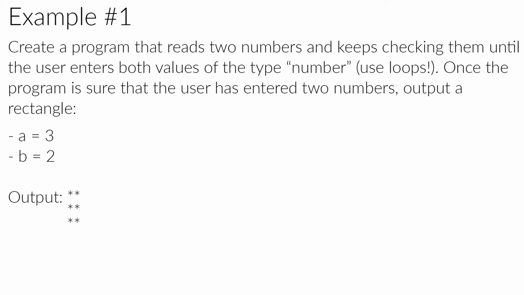Our first example wants us to create a program that will read 2 console inputs and make sure that they are numbers. That means that we have to check the type of the values that the user has entered, and if they are not numbers, keep asking them to enter numbers until they eventually do. And the second part of the program is when we make sure that the user has entered both numbers, then we will output a rectangle. The first number dictates how many lines our rectangle has, and the second number dictates how many columns it has.